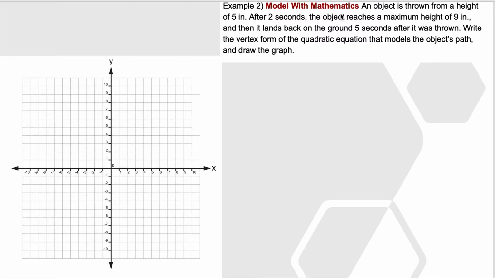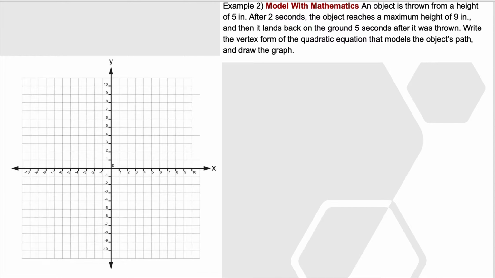So, model with mathematics. An object is thrown from the height of 5 inches. After 2 seconds, the object reaches a maximum height of 9 inches and then it lands back on the ground 5 seconds after it was thrown. Write a vertex form of the quadratic equation that models the object's path and draw the graph.